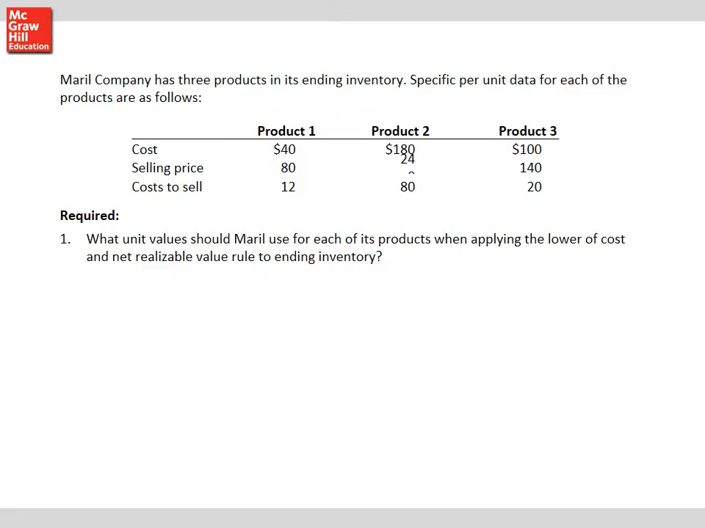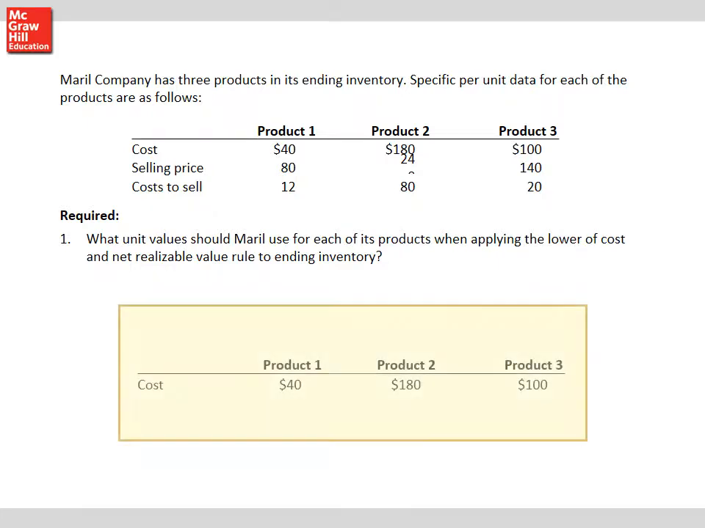Exercise 9.1, Merrill Company has 3 products in its ending inventory. Specific per unit data for each of the products are as follows. Cost is 40 for product 1, selling price is 80, costs to sell it are 12. The product 2 and product 3 information is listed. What unit values should Merrill use for each of its products when applying the lower of cost and net realizable value rule to ending inventory?